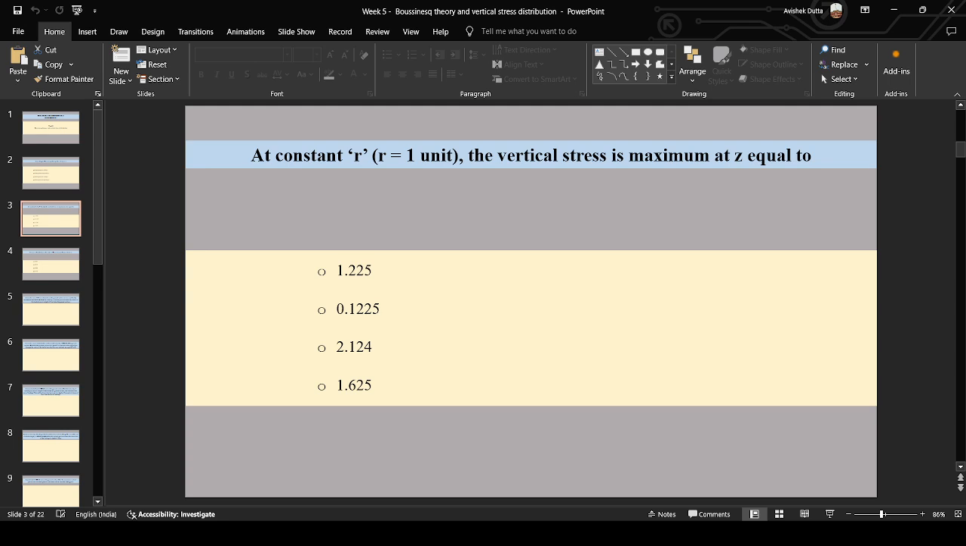I'll repeat the question. At constant r, the radial distance, that is r equals 1 unit, the vertical stress is maximum at z equal to, z being the depth. The options are 1.225, 0.1225, 2.124 or 1.625. Okay. Next question.